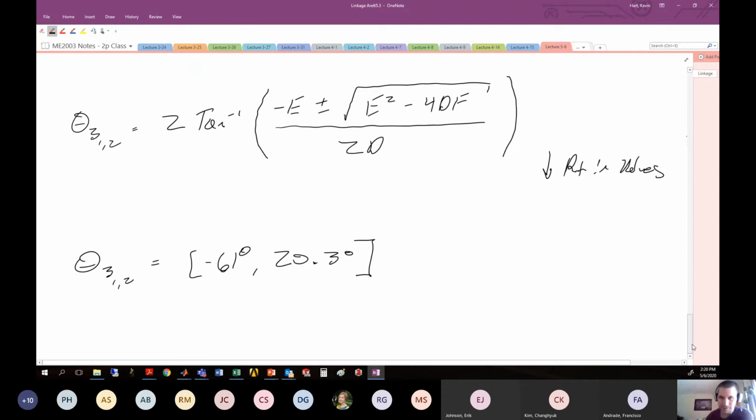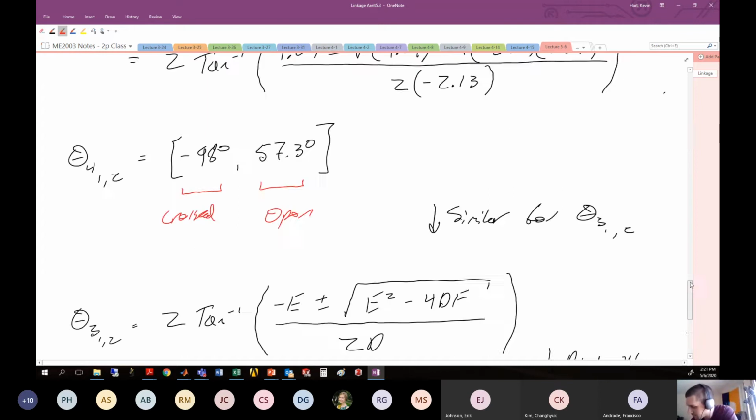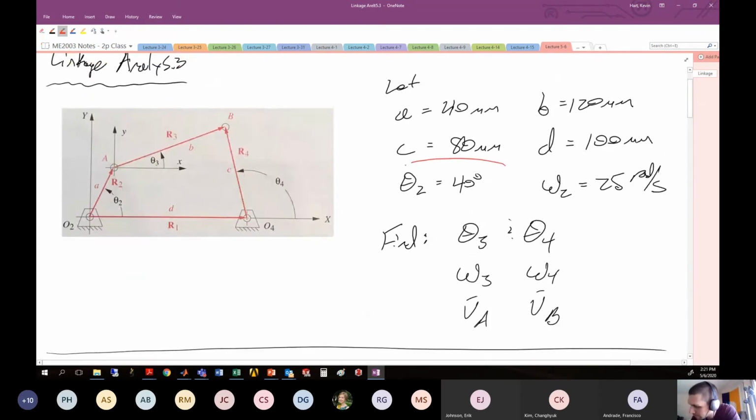Again, not necessarily obvious which one of these angles goes with open and crossed immediately, but I've looked ahead. Here's your crossed, and here is your open. Again, this sort of makes sense for theta 3, negative 61 degrees and 20 degrees. Remember that our initial angle of theta 2, which is this first angle here, is 40 degrees. So what you see in this picture is approximately right. It might be a little shallower than that. We can imagine that our first link probably looks something like this.